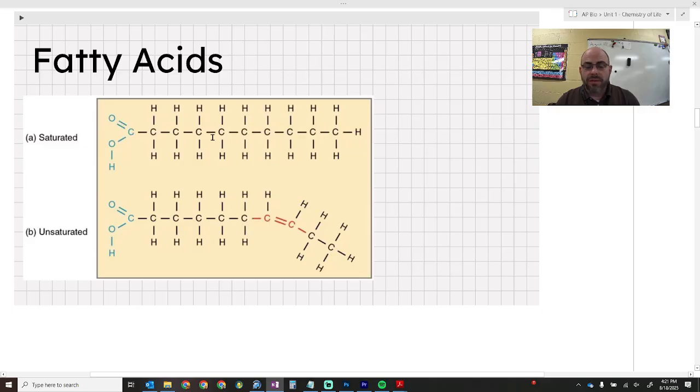Typically, saturated fats are like animal oils, but those two rules are not always hard and fast, so be careful there. Saturated fat is completely saturated or full of hydrogen. Unsaturated fat is not because of the double bonds.